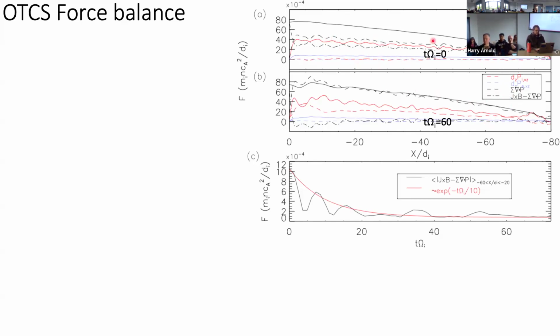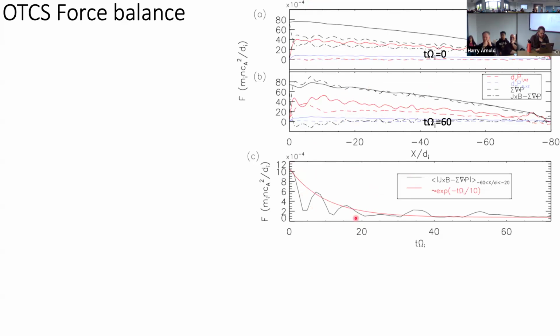You immediately see that at the beginning of our simulation, it is non-zero, which is what we expect because we only have an approximate equilibrium at the beginning. But by the end of our simulation, it's effectively 0. And what's happened is you can see that the solid red line appears to be largely unchanged. The blue lines are largely unchanged. The black line is largely unchanged. The only thing that changes is the dashed red line, and that's the off-diagonal pressure. So what gives us the force balance in OTCS is the off-diagonal pressure.